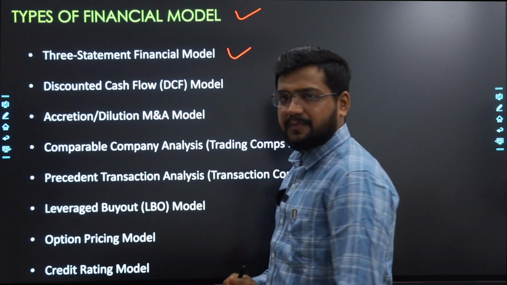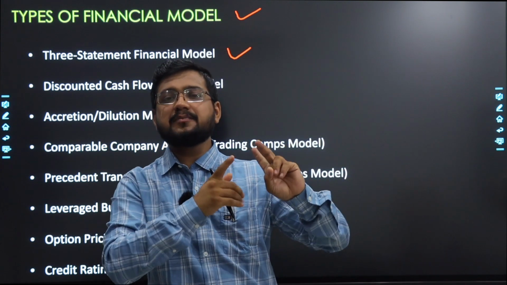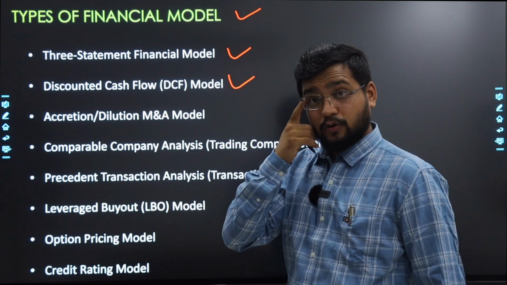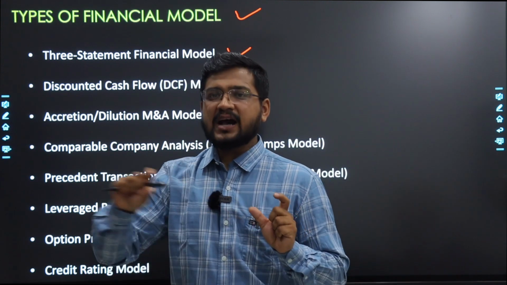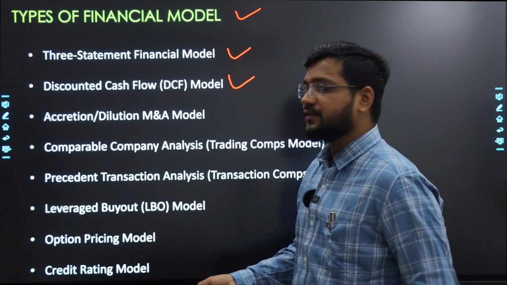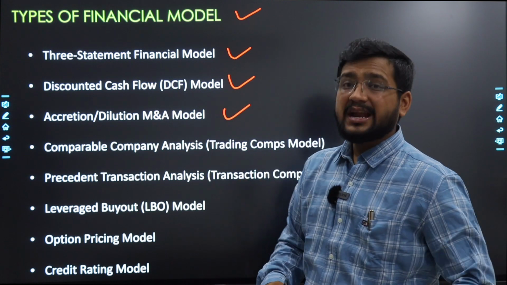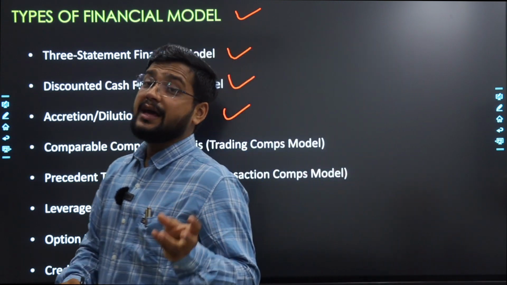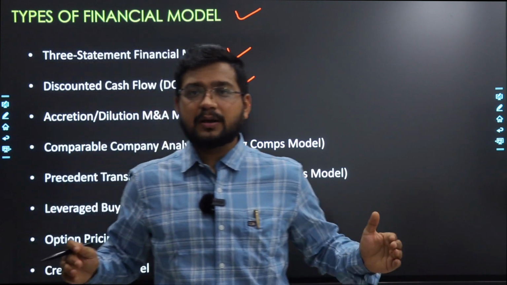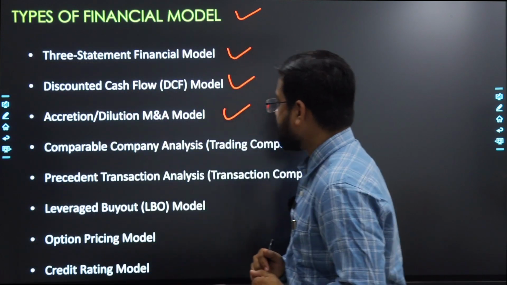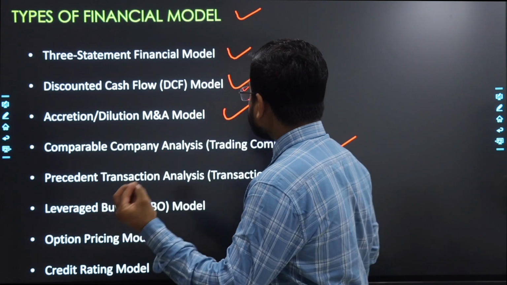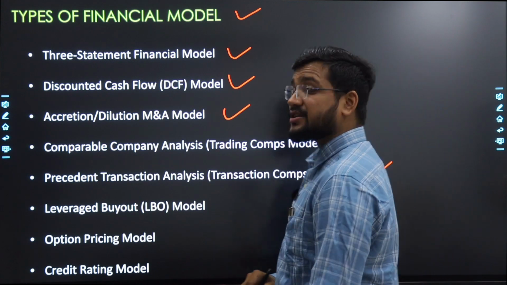First one, a 3-statement financial model in which you are forecasting P&L, balance sheet, cash flow. Then this is valuation model, discounted cash flow, DCF. You forecast the free cash flows, you discount them using cost of capital, and then you arrive at the value of the company. Accretion and dilution M&A model, what will be the impact on EPS, earning per share, when company A acquires company B, or companies A and B come together and form company C. Then comparable company analysis, also known as trading comps, and precedent transaction analysis, also known as transaction comps.